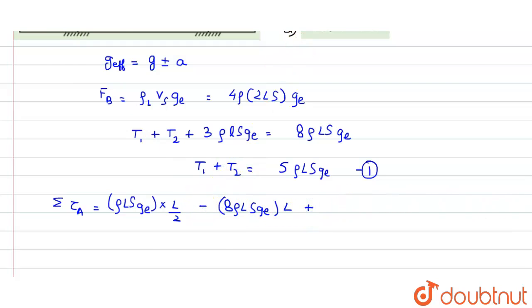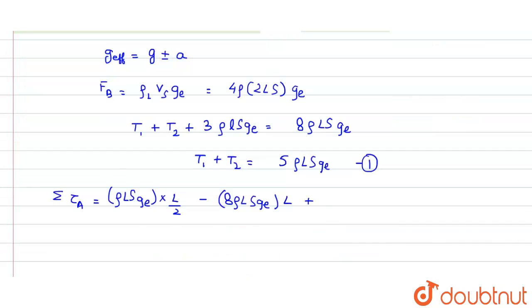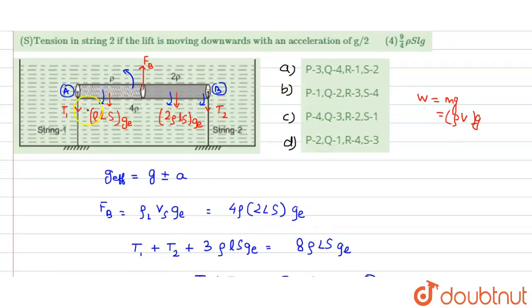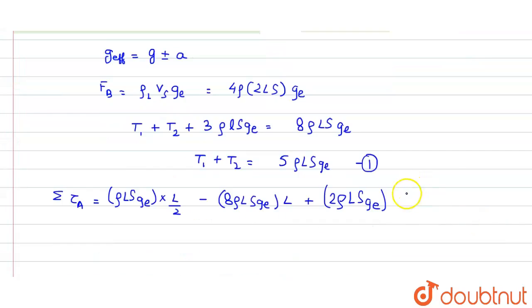Plus this weight, which was 2 rho, so it would be 2 rho L S G effective. This is the force, or we can say the weight. And what would be the distance? It would be L plus L by 2, that means 3L by 2. So it would be 3L by 2.